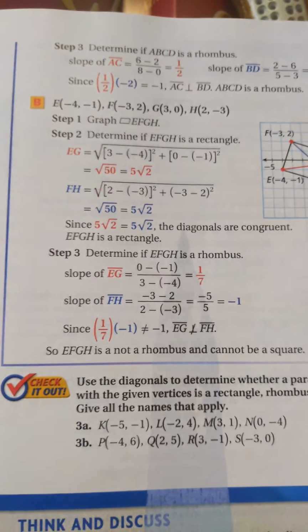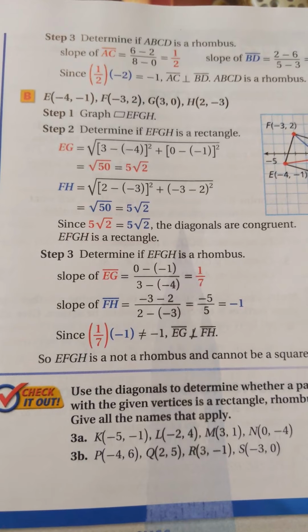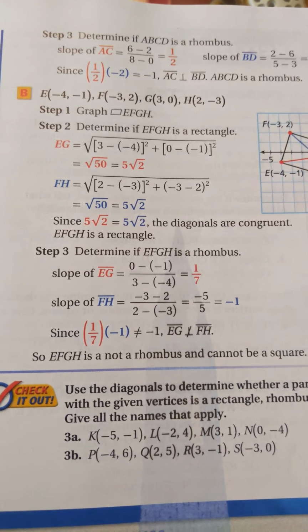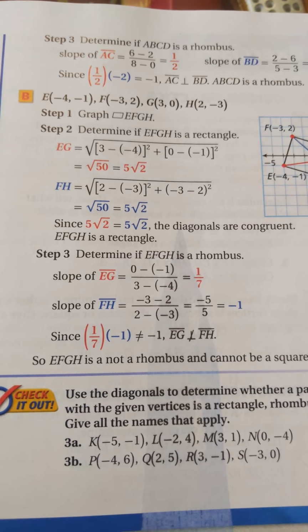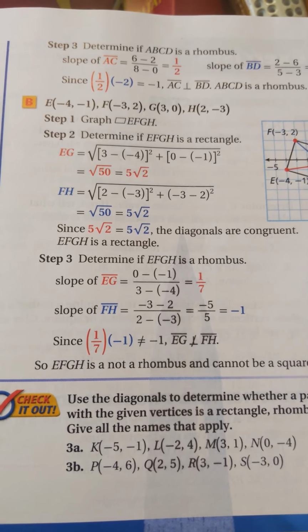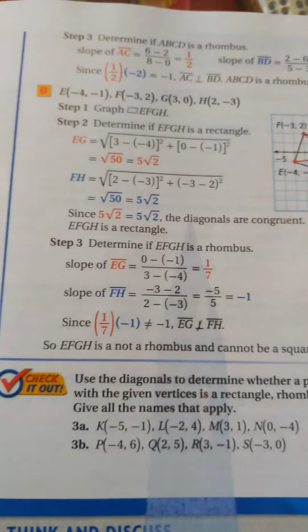For question B here, it gives you a graph and you determine the side lengths or whether the diagonals are congruent to each other. Therefore, you know it has to at least be a rectangle. Determine if EFGH is a rhombus. Well, rhombus means the diagonals are perpendicular. These diagonals are not perpendicular. So it's not a rhombus, it's not a square. As we already showed, it is a rectangle.